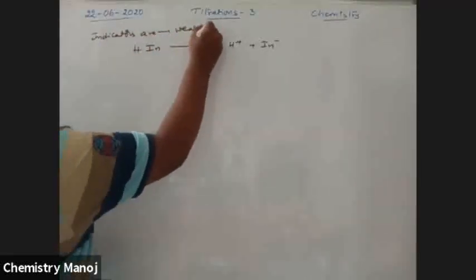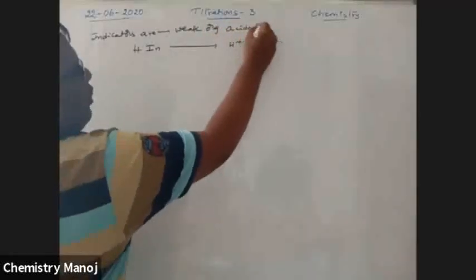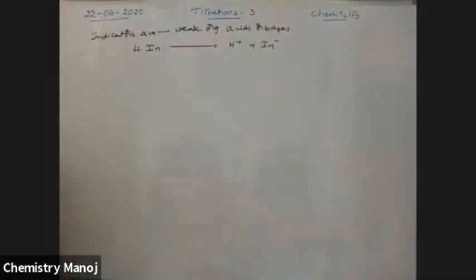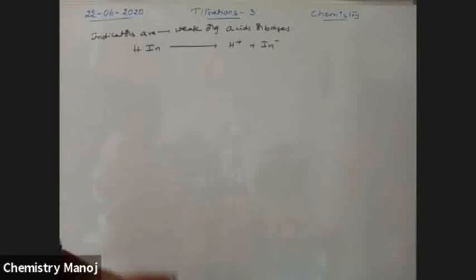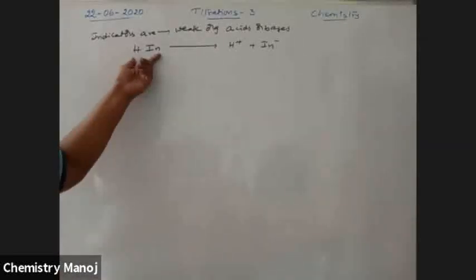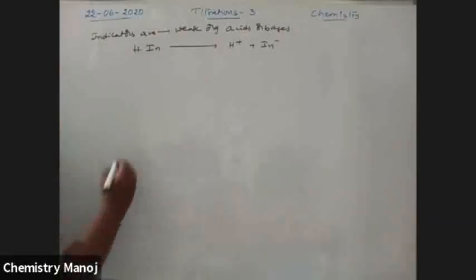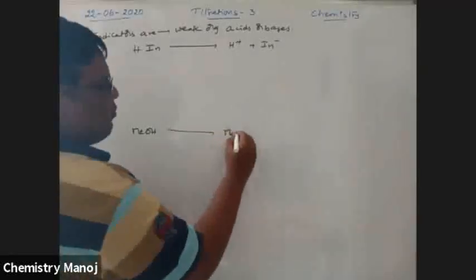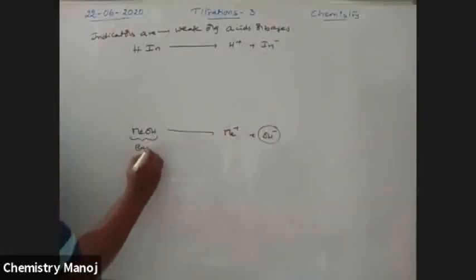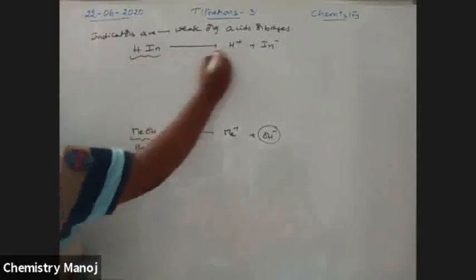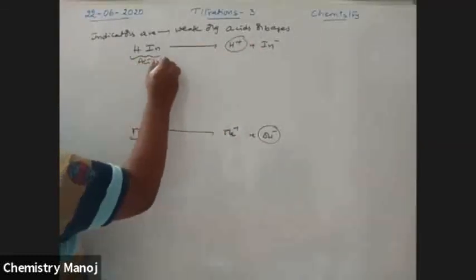Indicators are weak organic acids or bases. That means our indicators may be acidic or basic. Let us take MeOH, another indicator. It gives Me plus ion and OH minus ion. Because OH minus ion is there, it is a basic indicator. HIN releases H plus ion, so it is an acidic indicator.